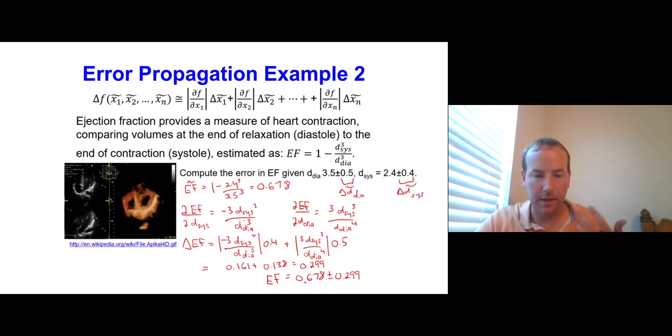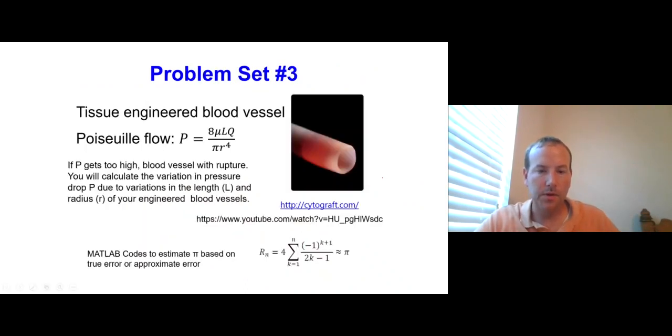Hopefully that's a lesson in how much error can propagate through equations. Using these concepts, in your problem set number 3, you're going to be applying error propagation to some different problems, and it's going to be related to these tissue-engineered blood vessels. In these vessels, it's common to use a Poiseuille flow approximation that relates the pressure in the tube to the amount of fluid flow going through them.